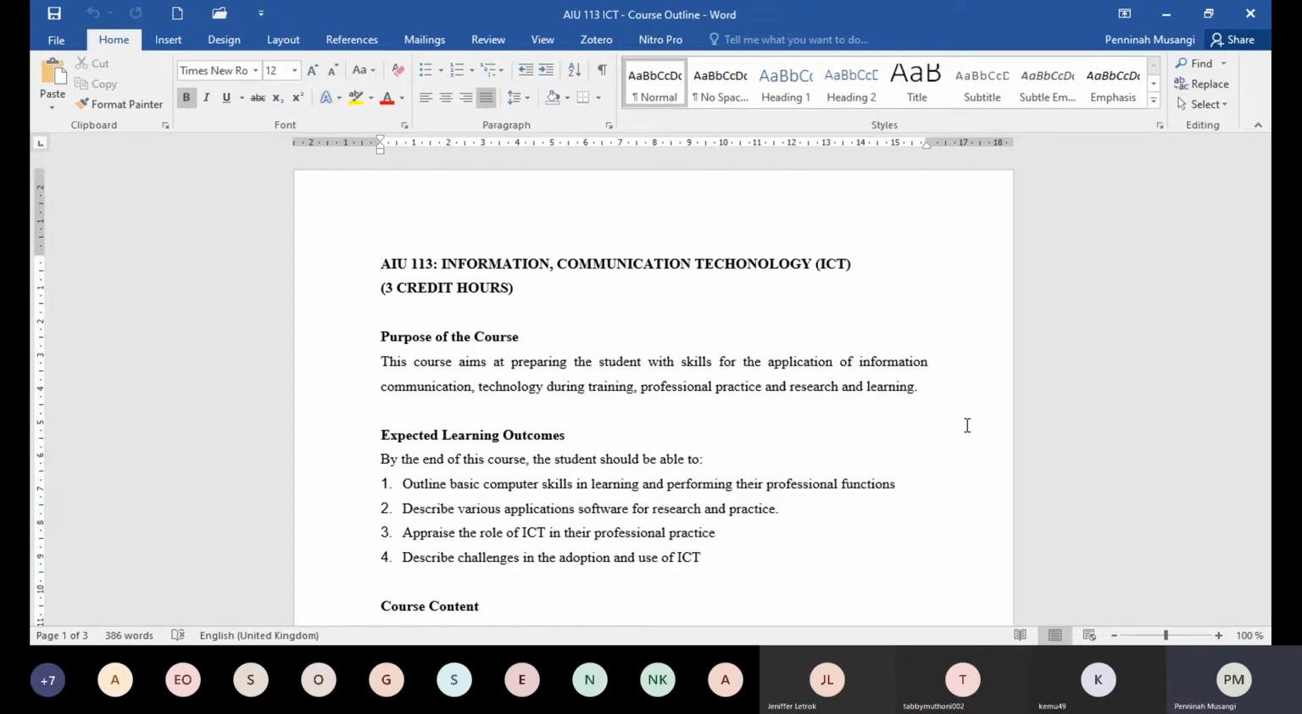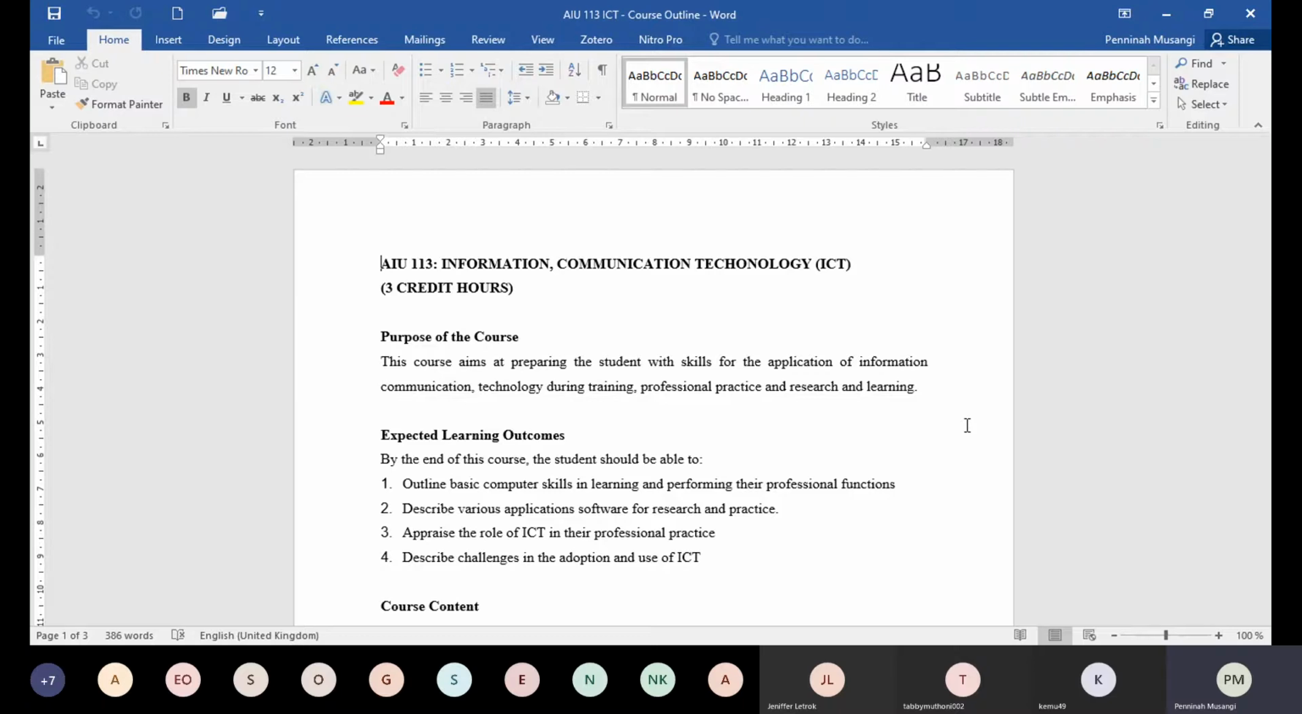What that means is that we are supposed to be taking 3 hours per week to study this course. And I think I've explained that it will be on Mondays from 5:30 to 8:30. Those are 3 hours. What is the purpose of the course? The purpose of this course is to prepare you as a student with the skills for the application of information, communication, and technology during your training, professional practice, research, and learning.